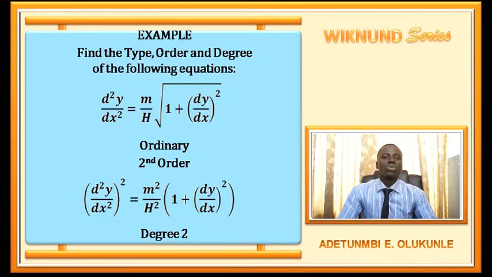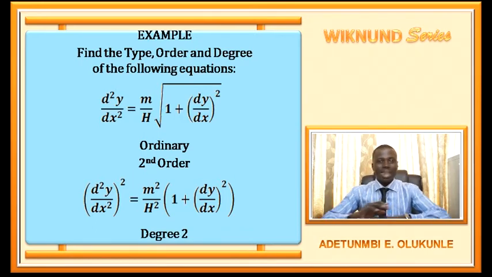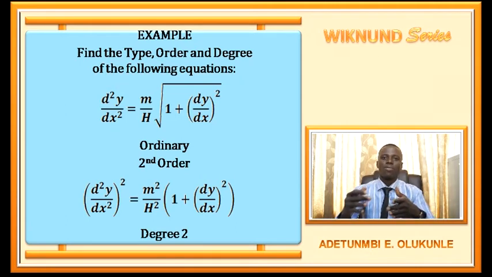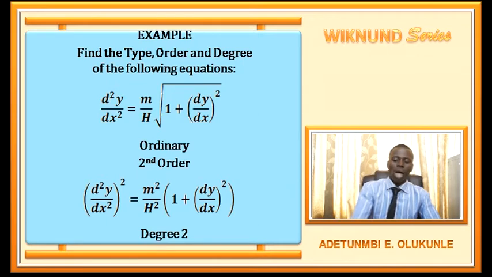Anytime you have a square root or another fractional power on any of the derivatives in any part of the equation, you have to simplify that before you come to a conclusion of what the degree of that equation is. So how do we remove the square root here? Let's square both sides. When we square both sides, we're going to have d²y/dx² all squared equals m squared over h squared, then the square root is gone, 1 plus dy/dx all squared.